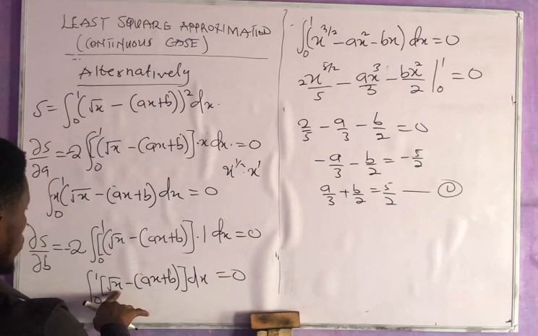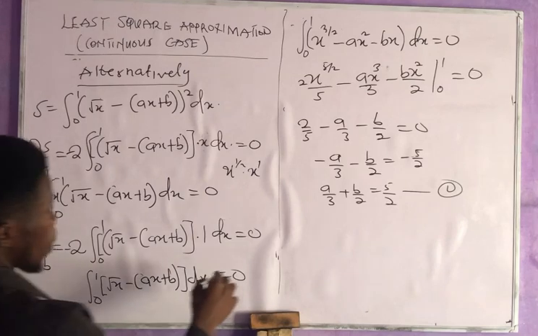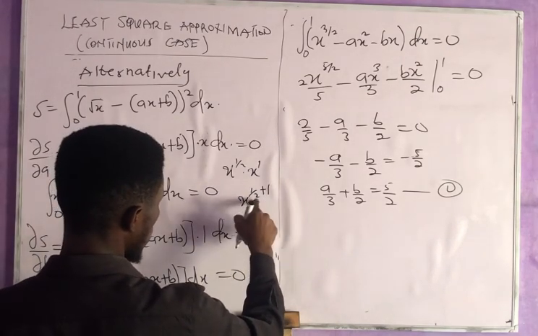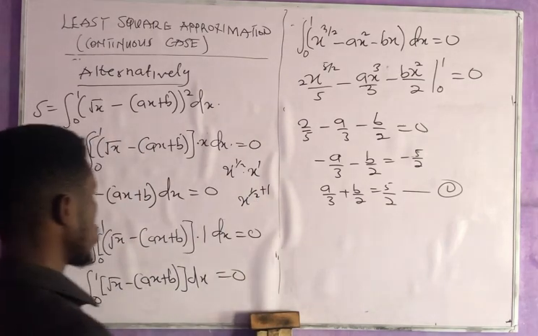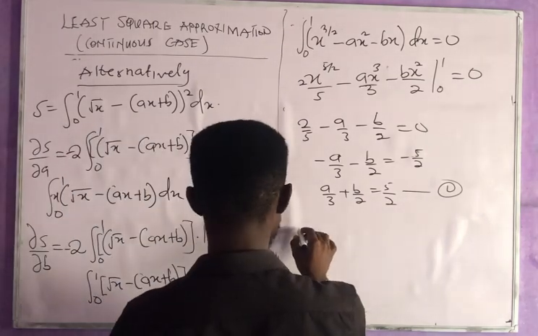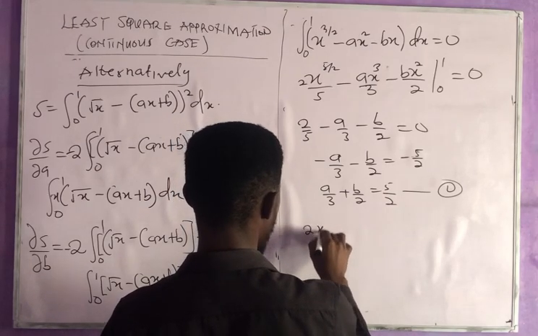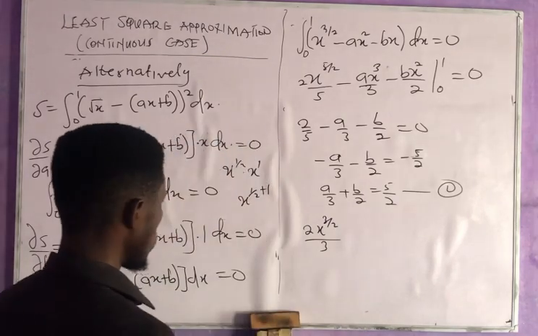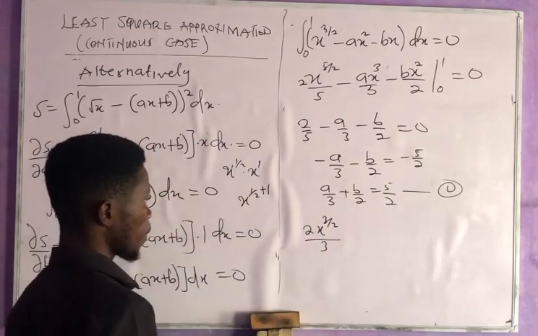But if you look at this one, it's x to the power half. So if I'm integrating straight from here, x to the power half, I'll just add 1 to it. That will be 3 over 2. So now if I integrate this one, I'm going to have 2x to the power 3 over 2 over 3. But this one will be 3 over 2 over 3 over 2, so that 2 can come here.